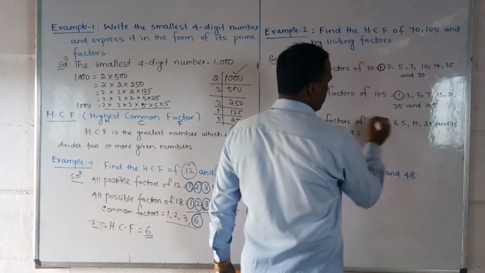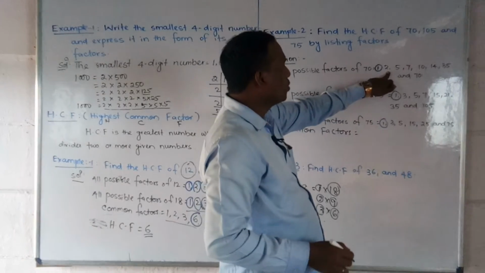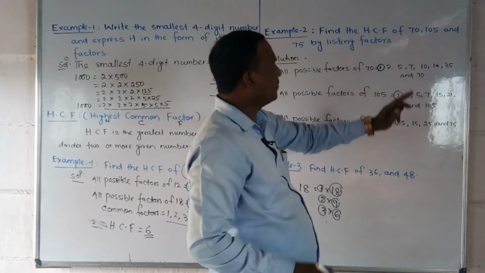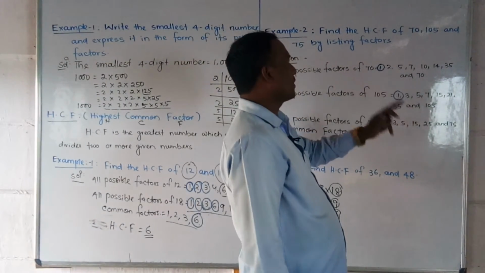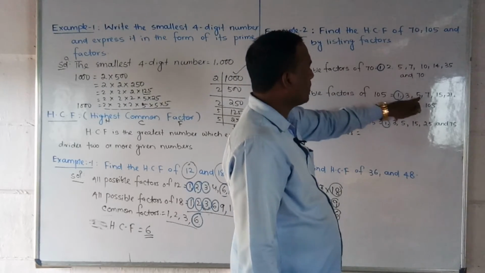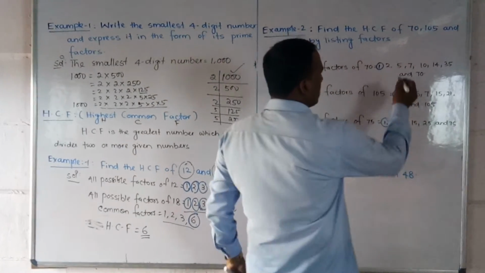So we round it. Second, the number 2. Check 2. Here 2 is not there, so we leave it. Now 5. 5 here is there, 5 here is there, 5 here is there. So 5 we can round.